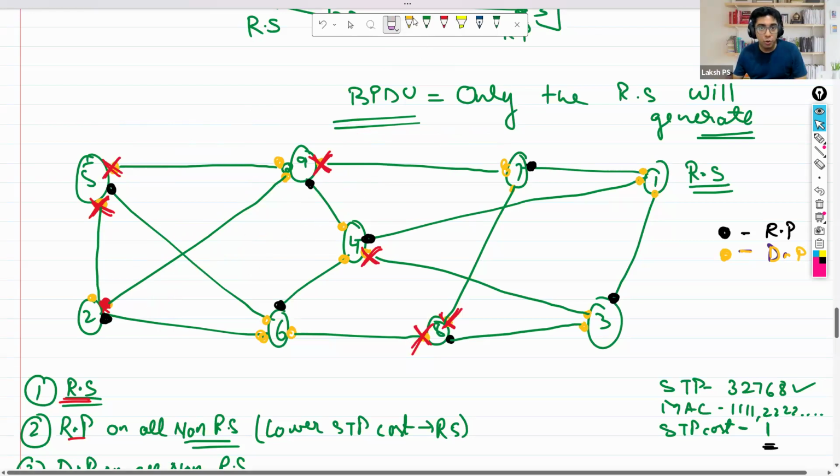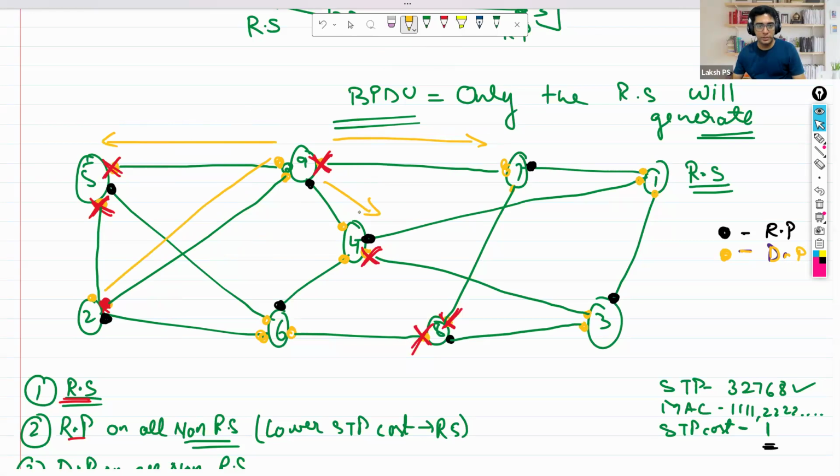Now 9 is going to forward the BPDUs of switch number 2 to the other switches. Eventually, 2's MAC address will be known by 5, by 4, and by 7, which all have higher MAC addresses than 2. So 5, 4, and 7 will eventually know they cannot be the root switch. They will think 2 is the root switch.